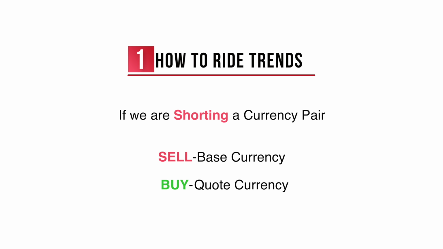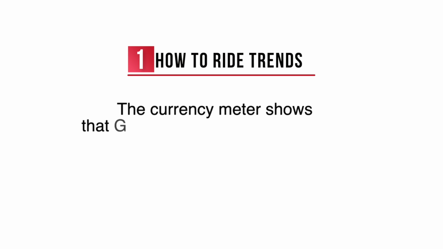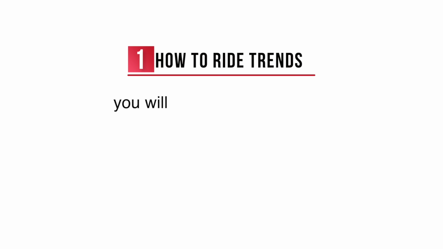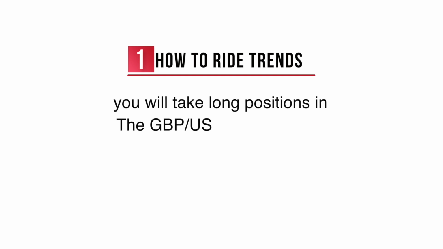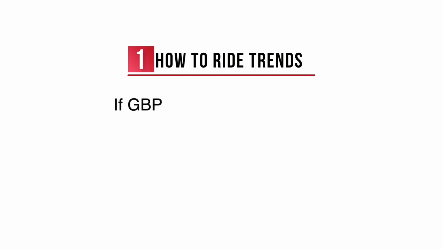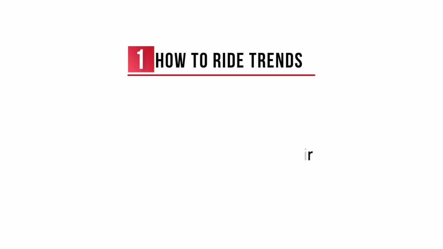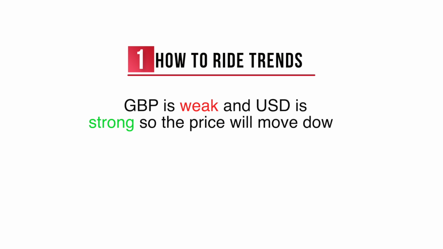Now let us suppose that the currency meter shows that GBP is strong and say US dollar is weak. So here you will take a long position in the GBP USD currency pair. On the other hand, if GBP is showing weakness and USD is strong, then you should go short in the GBP USD pair, because here GBP is weak and USD is strong, so the price will move down.